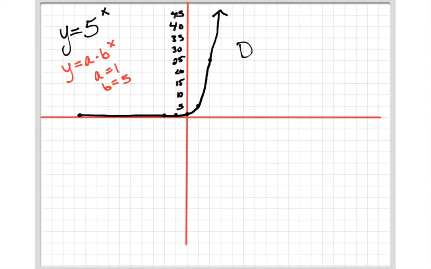Now again, domain is the same. The domain is the set of inputs, and this is going to keep going left and right forever, so we have all real numbers. And our range is the same. It's going to go up forever, but it can't hit 0 or go below. So our range is all reals greater than 0.